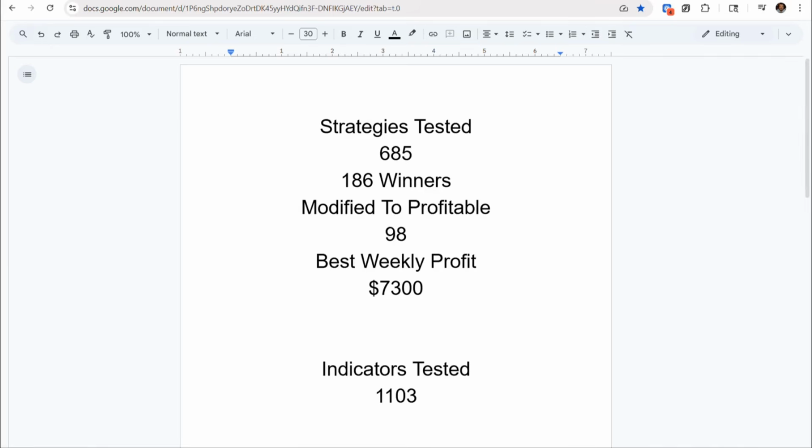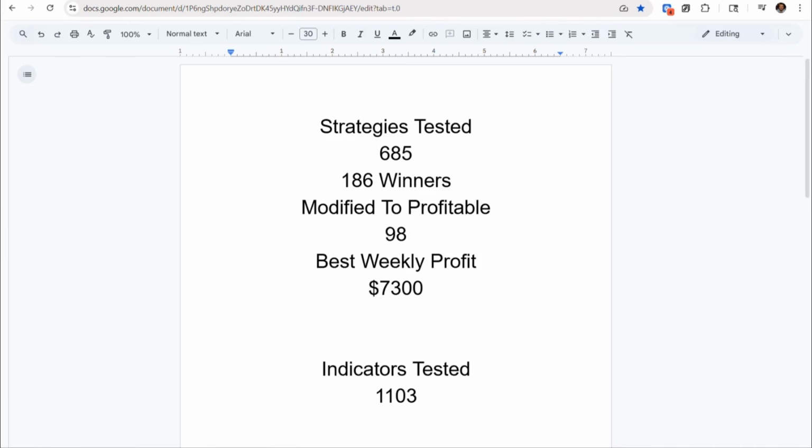All right, as I said, today we will be testing a new trend indicator. Before we do though, I wanted to put the testing scoreboard up for everyone to see. So to date, we have tested a total of 685 different strategies, with 186 of them being winners. And so far, since we've been using the Nexus backtest indicator, we've tested the most recent 98 different strategies.